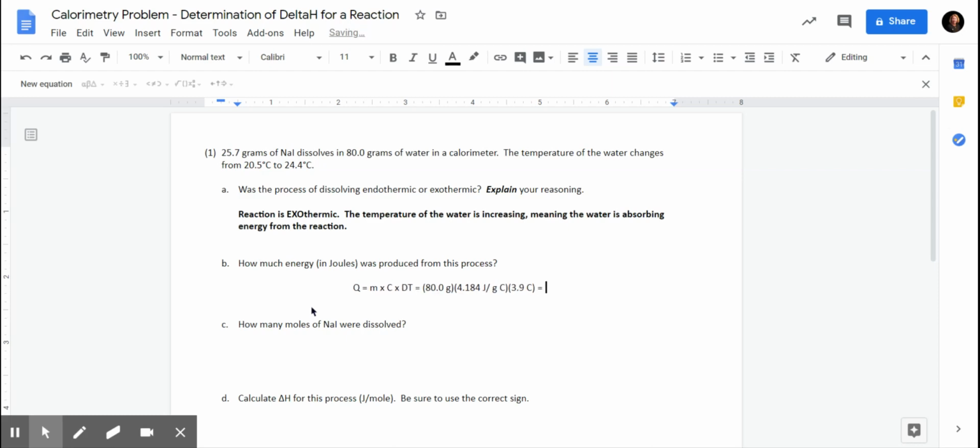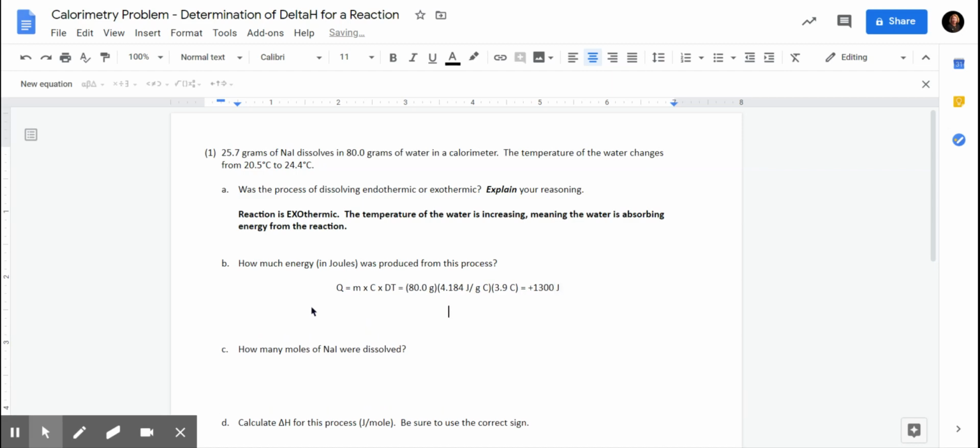So we plug our numbers in, do our math, and what we find is a positive energy transmission of 1,300 joules. Now, in terms of the reaction, Q for the reaction is going to be equal in number but opposite in sign, so negative 1,300 joules. Now, this is not delta H. This is just the energy that gets released when 25.7 grams of NaI dissolve.